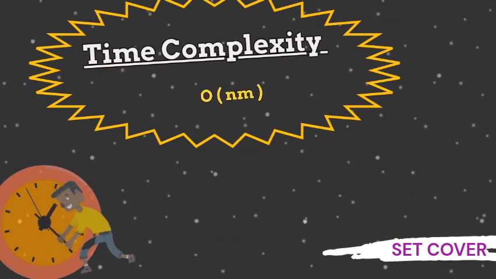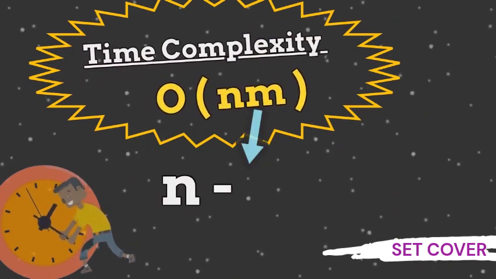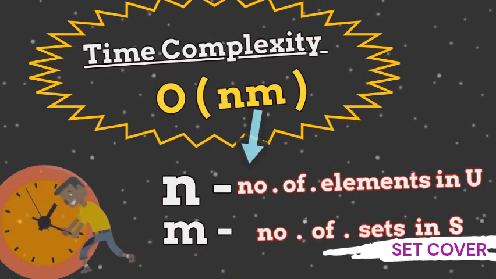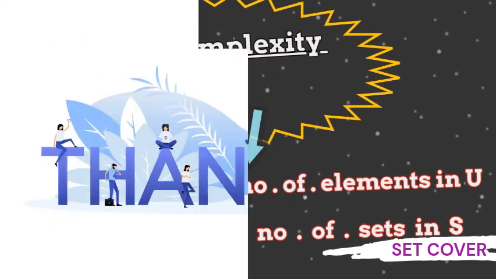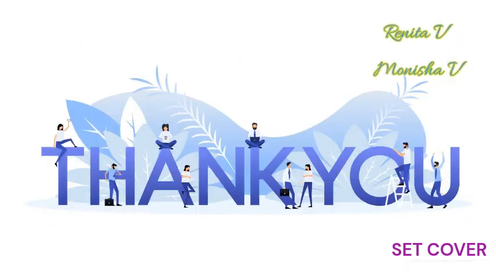This is the time complexity of set cover: O of nm. n is the number of elements in U and m is the number of sets in S. So that is all about the set cover problem.